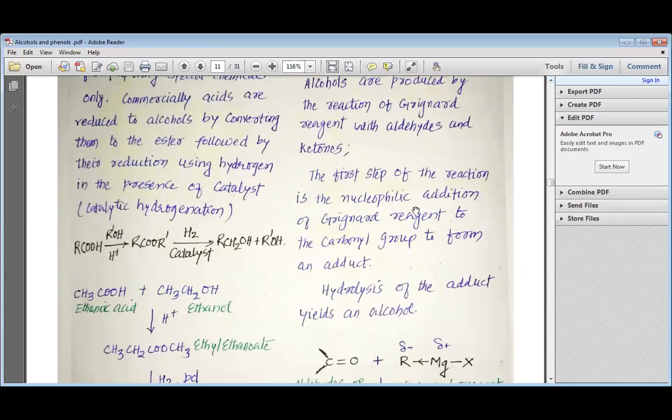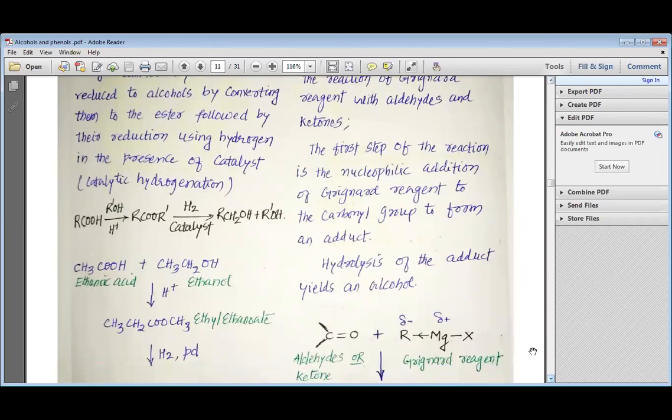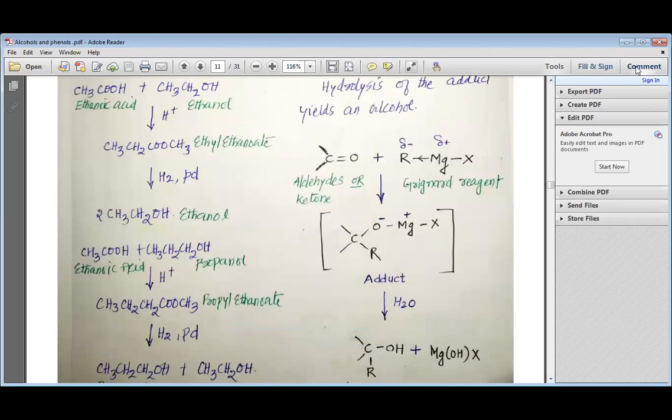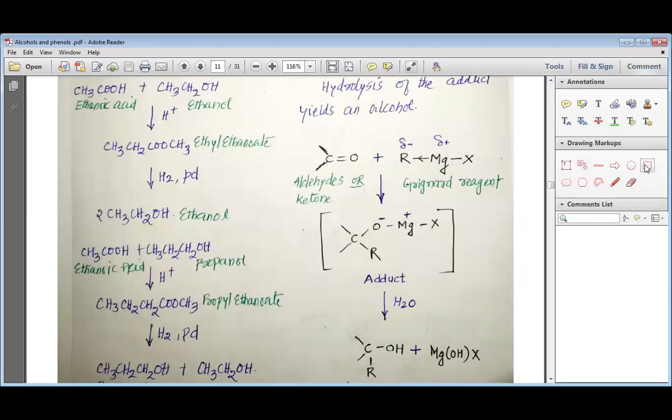The first step of the reaction for the preparation of alcohol from the Grignard reagent is the nucleophilic addition reaction. So by the nucleophilic addition reaction, carbonyl compound is converted to alcohol with the help of the Grignard reagent. You can see here the reaction, my dear students. You can easily see the reaction. Let's have a look at this reaction particularly.